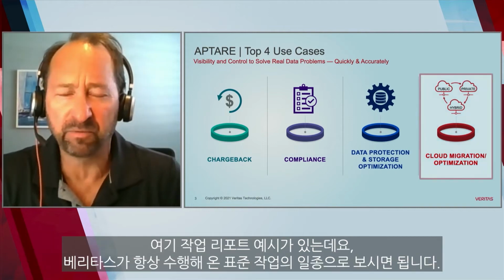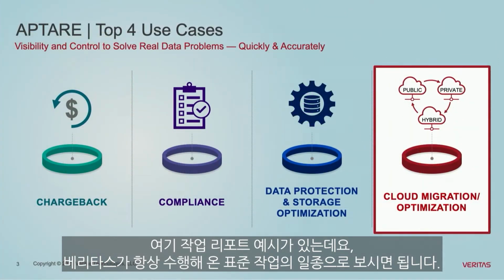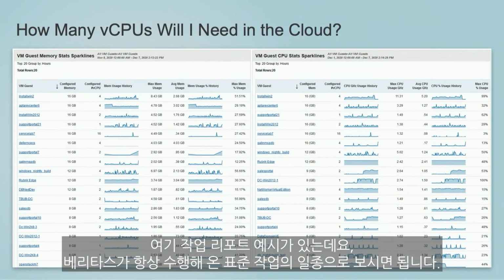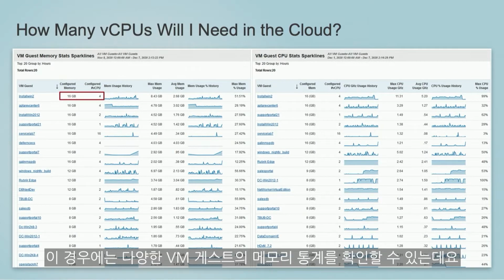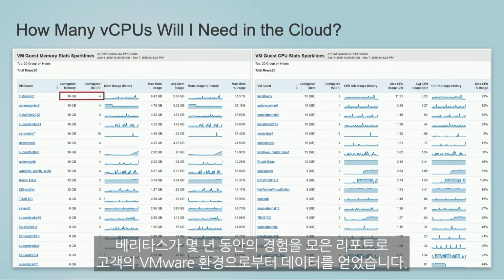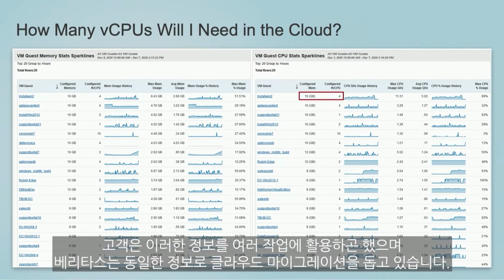So we've got an example here of a report that is kind of a standard thing that Aptar has always been able to do, which is basically looking at your on-prem environment. In this case, we're looking at the memory statistics of various VM guests. This is just a report that we've had for years. We gather data from your VMware environment. We can now look at not only how many vCPUs are configured and how much memory has been allocated to it, but also what its consumption and usage was over a period of time.